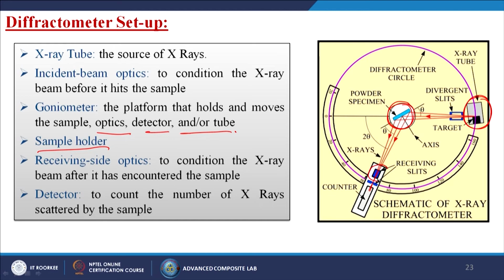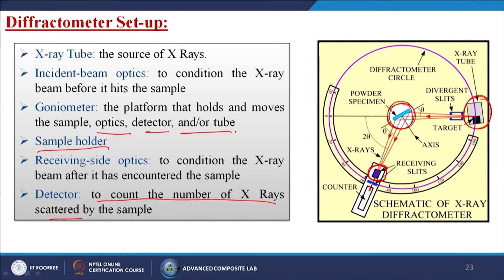Here we have the receiving slits, which again manage all the diffracted beam, and then we have the detector to count the number of X-rays scattered by the sample. So, this is the whole setup of our XRD machine.